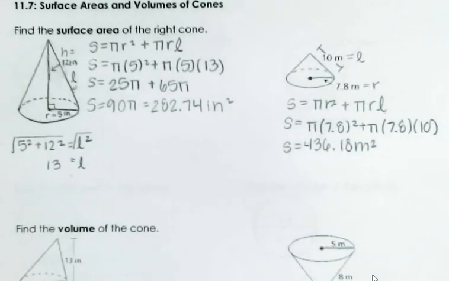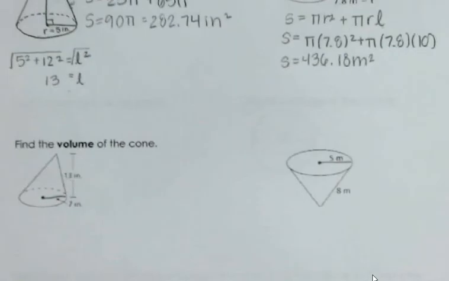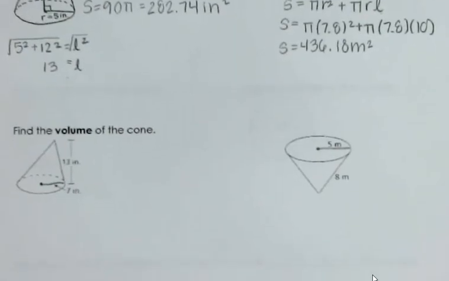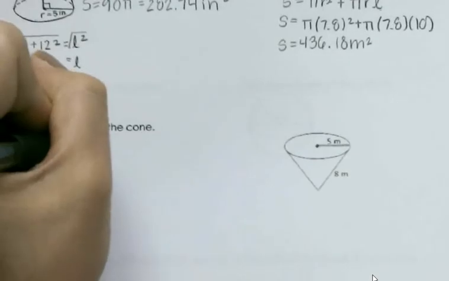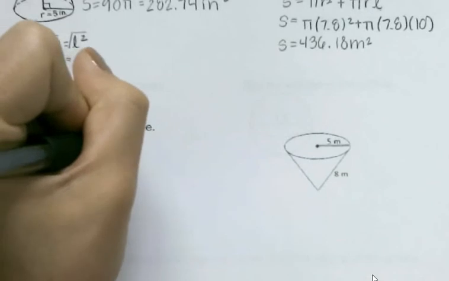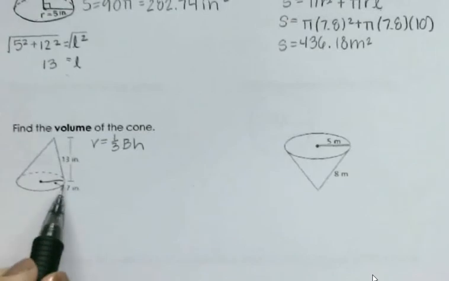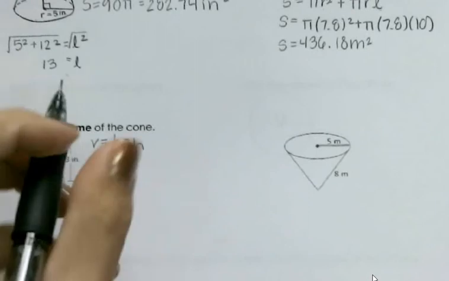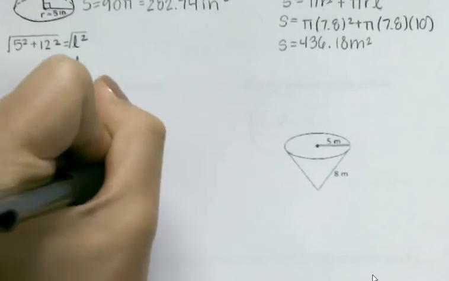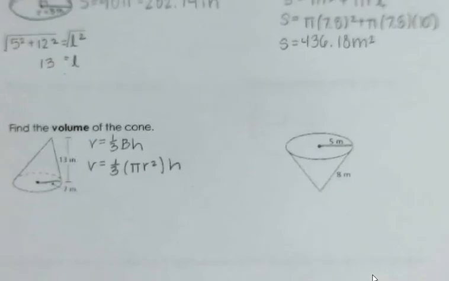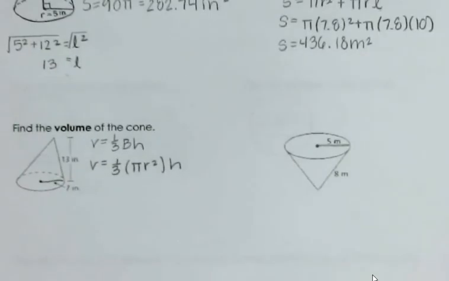Alright, the next two examples we have here are finding the volume of a cone. And so the equation that we're using for volume, again, is a third of the base times the height. And we said the base, the area of that circle, is given to us by taking pi r squared, and then times h again.